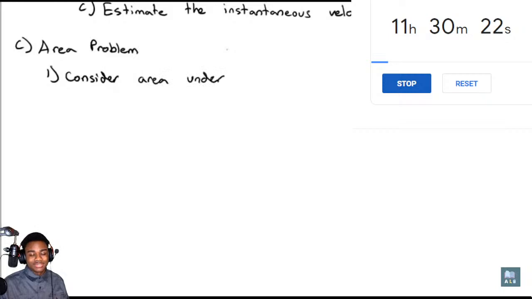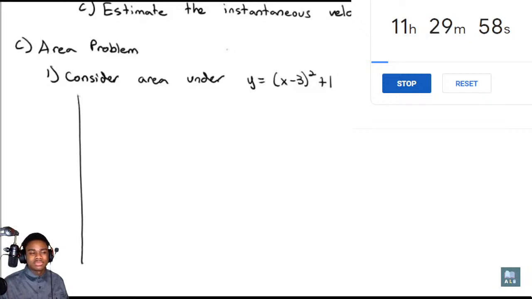under y equals x minus 3 squared plus 1 between the x values of 0 to 3. Okay. We're going to need a really tall graph for this, but that shouldn't be too bad. We got plenty of space here. 1, 2, 3, 4, 5, 6, 7, 8, 9, 10, 11.